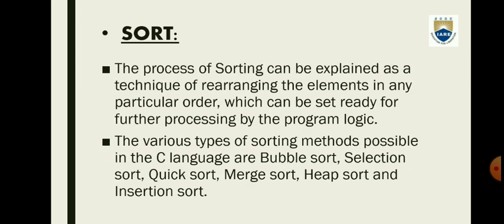And next, sort. The process of sorting can be explained as a technique of rearranging the elements in a particular order, which can be set ready for further processing by the program logic. The various types of sorting methods possible in the C language are bubble sort, selection sort, quick sort, merge sort, heap sort, and insertion sort.